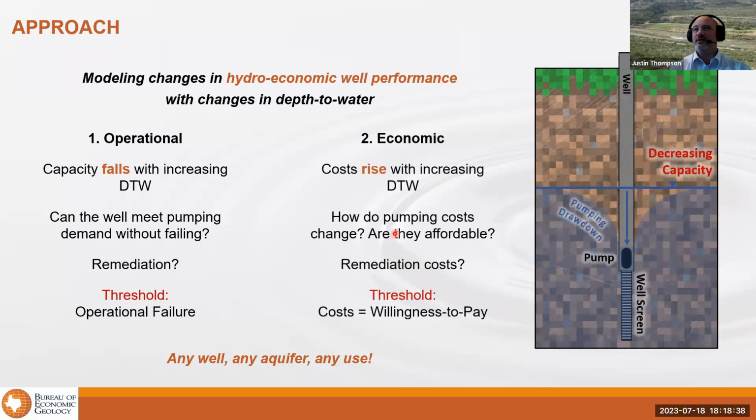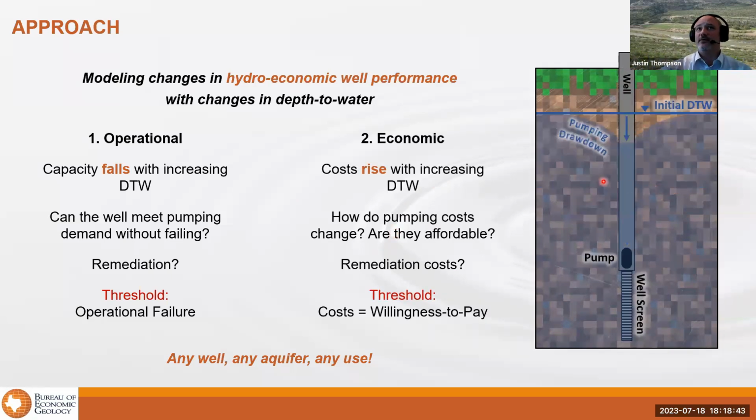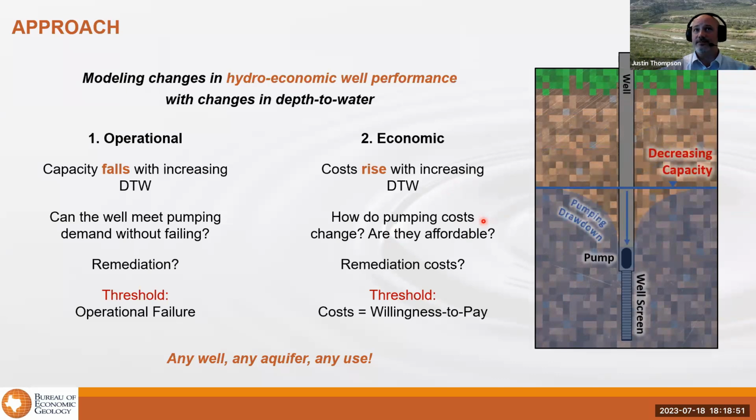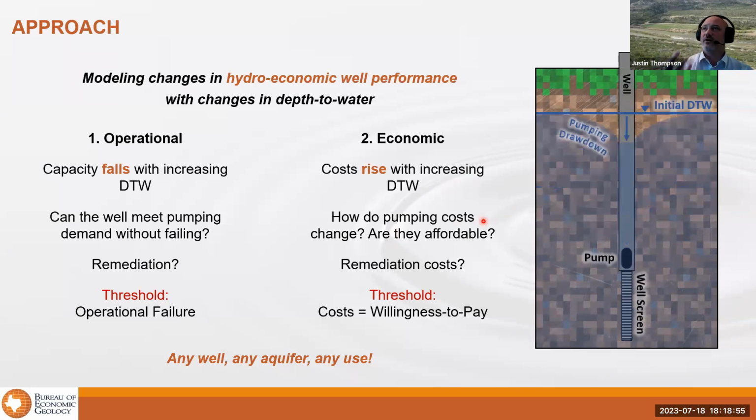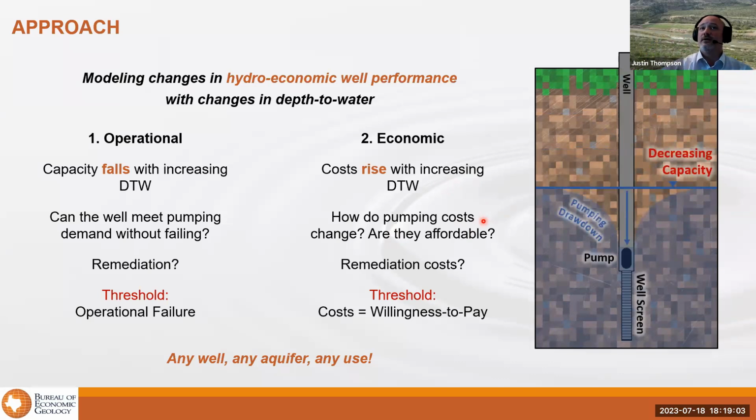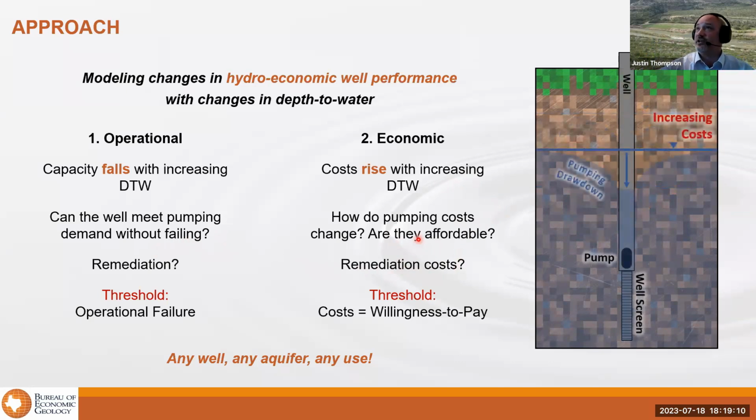Here, what we want to understand is that fundamentally, as the water levels get deeper and deeper and deeper, our costs of running that well increase. Again, that's true for any well, any aquifer serving any use. So here, the question we ask ourselves is, how do our pumping costs, our operating costs, change as these water levels change? And additionally, perhaps, are they affordable? Again, if the well does fail and it needs to be remediated, what are those remediation costs? That's not free. How does that change affordability in our operating costs?